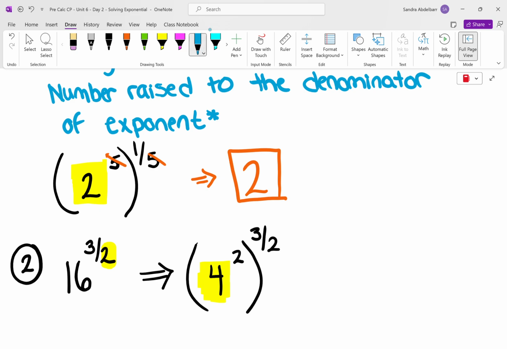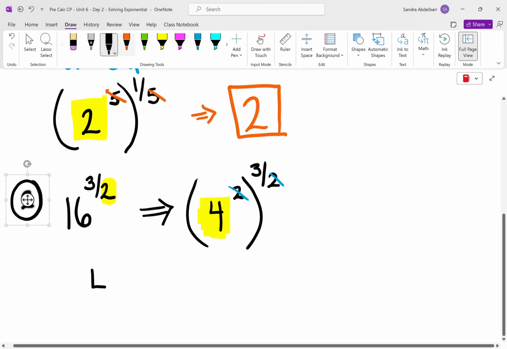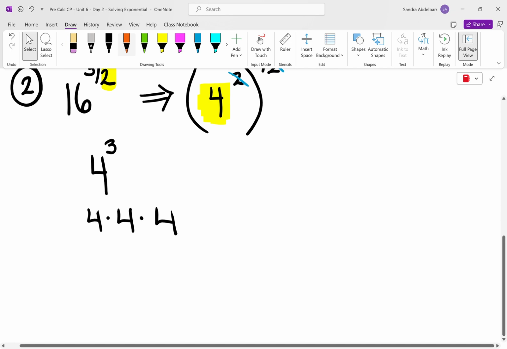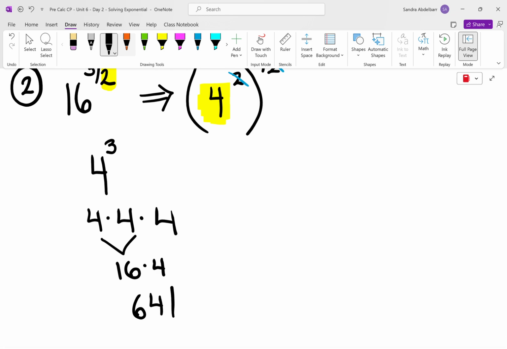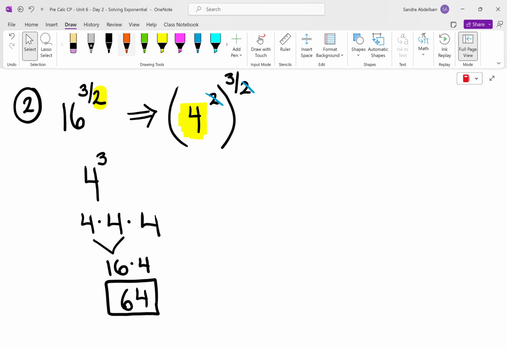And then what happens? We can cross simplify these. Power to a power we multiply, so the 2's cancel. So now we are left with 4 raised to the 3rd power, which is 4 times 4 times 4. Well, 4 times 4 is 16, times another 4 is 64. Okay, let's do another one.